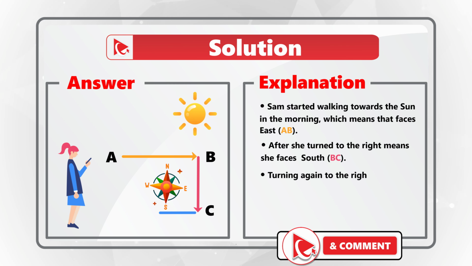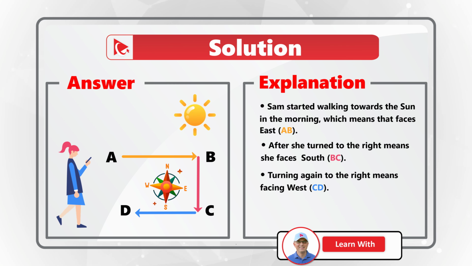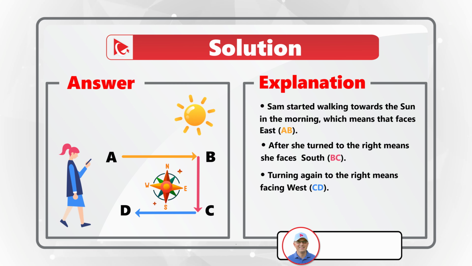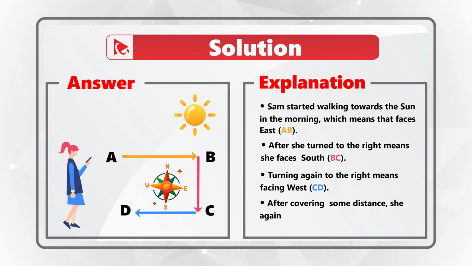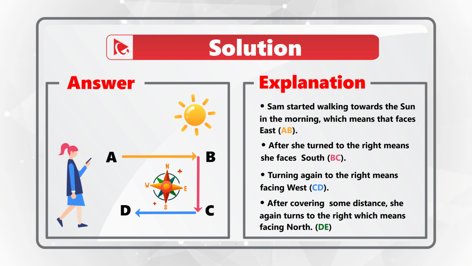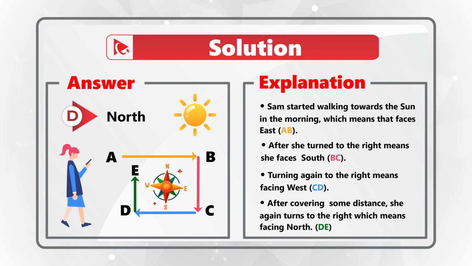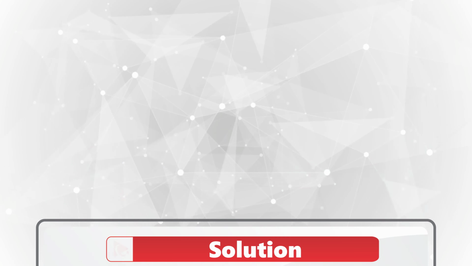Turning again to the right means that now Sam is facing west, which is displayed by the ray CD. And then the last turn, after Sam covers more distance, she again turns to the right, which means that now she is facing north, which is shown by the ray DE. So the correct answer here is choice D, north. Hopefully you've nailed this question and now know how to answer similar problems on the test.